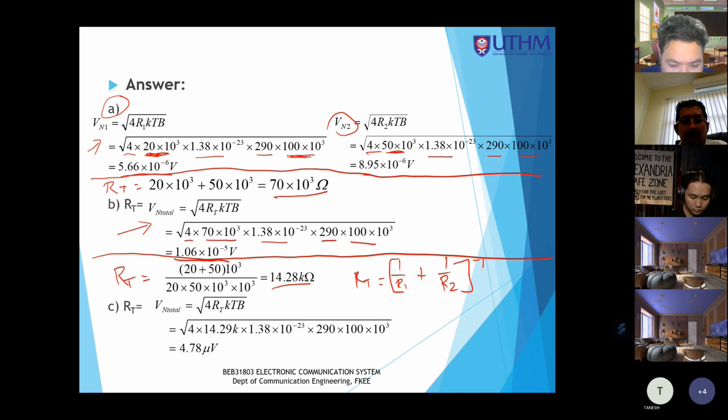So Vn total is equal to square root of 4 R total KTB. Okay, so tadi kita dapat square root of 4 times R total, 14.28 kilo ohm, multiplied with Boltzmann constant, multiplied with temperature, multiplied with the bandwidth. So we get 4.78 microvolt. Ini boleh cuba guna calculator. Hopefully you understand about this. Okay, ada soalan? Kalau tak ada, saya akan teruskan. Kalau ada, boleh tanya.